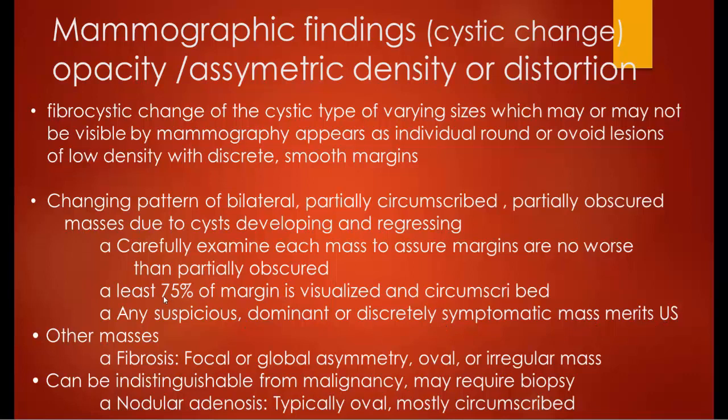Masses other than cystic change, like fibrosis, may present in mammography as focal or global asymmetry, or oval or irregular mass. If we cannot differentiate these masses from malignancy on mammography, biopsy is indicated. Like in nodular adenosis, typically oval, mostly circumscribed, sometimes it cannot be differentiated from malignancy.